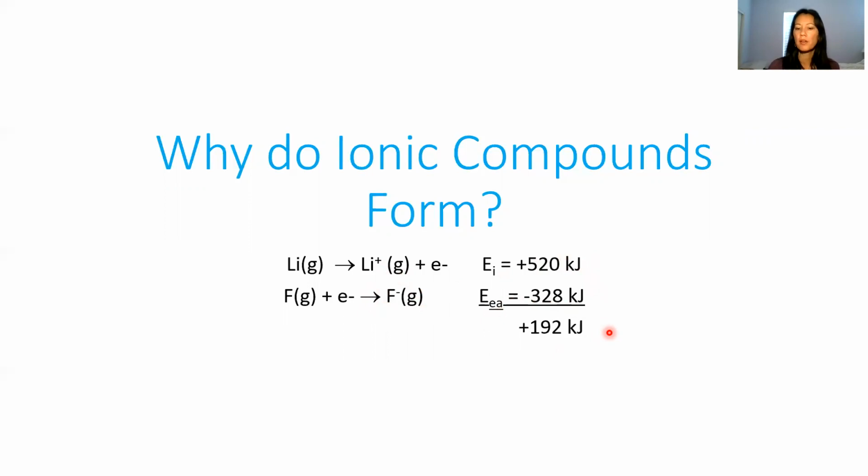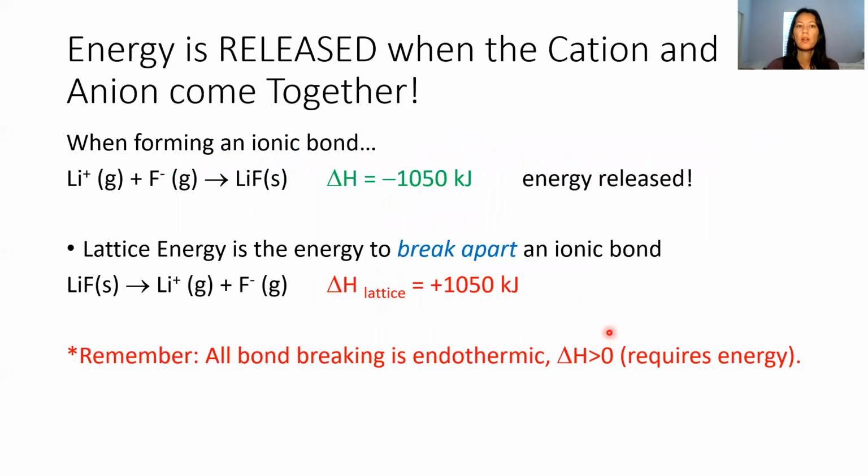So why do ionic compounds form at all? The reason is because when the anion and cation find each other and come together, energy is released in forming the ionic bond. So it all comes down to that key step of the electrostatic attraction. Once you form the ions and they find each other and form that ionic bond, you release a boatload of energy, minus 1,050 kilojoules.